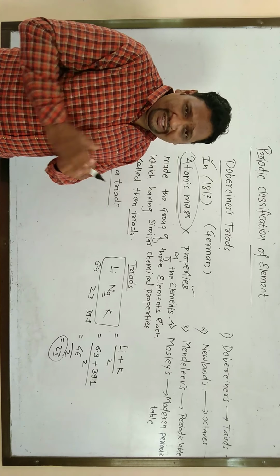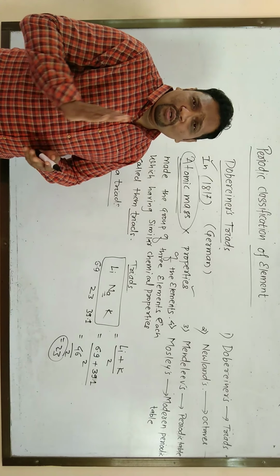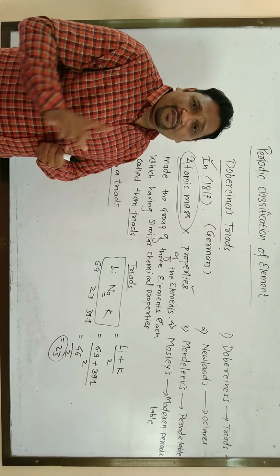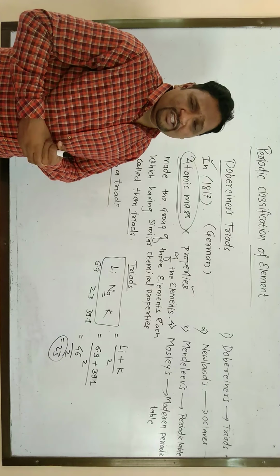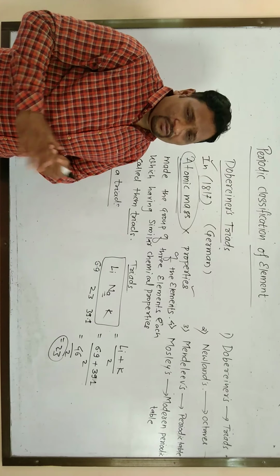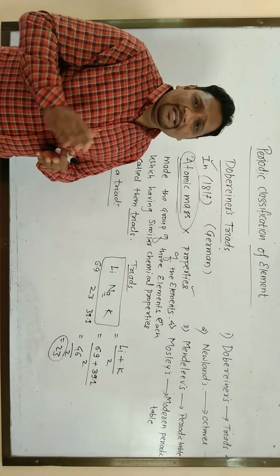So today what did we learn? We learned Döbereiner's triad. This is the first classification system which is given in your 10th standard textbook. Okay, what did we learn today? Döbereiner's triad.